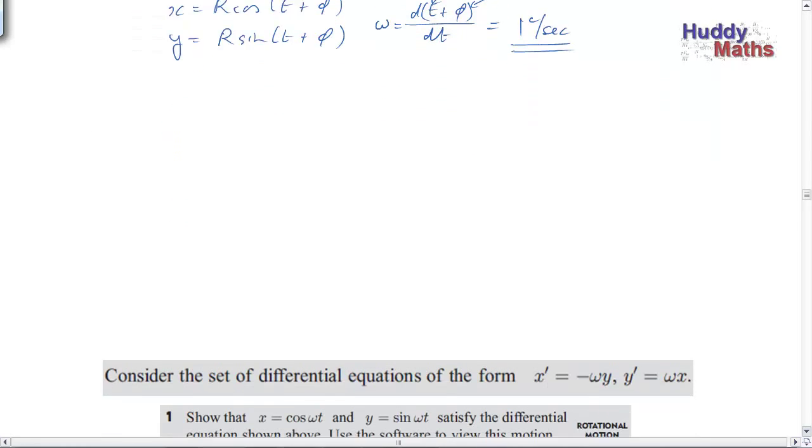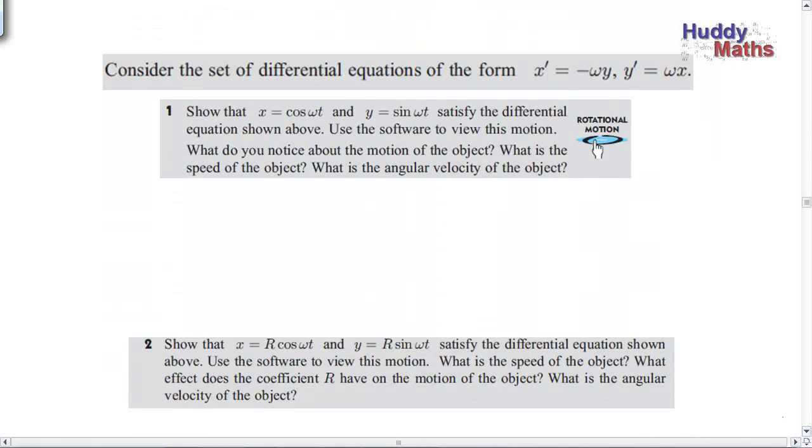Okay, let's have a look at the next set. So the next set was where we had omega in front. That's from the original table up at the top of this presentation. I want you to pause the presentation, have a go at this first one, using the software if you like to view the motion, get a picture of what's going on, and then I'll show you the answer. Right, so I'm going to give you the answer now.